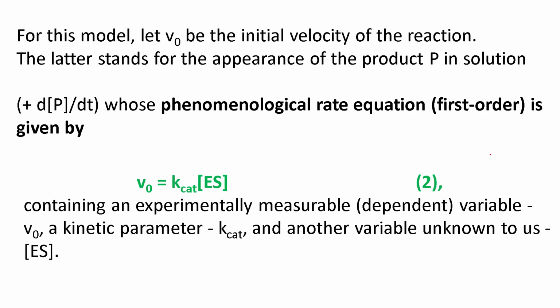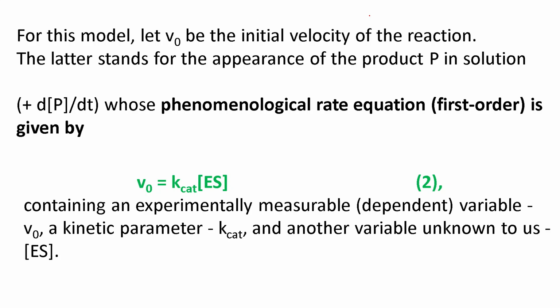Because if ES does not break down in the forward reaction, then that reaction will not hold. So V0 is equal to kcat multiplied by [ES]. Initial velocity is equal to kcat multiplied by [ES]. You must remember this because this is just the rate of reaction.